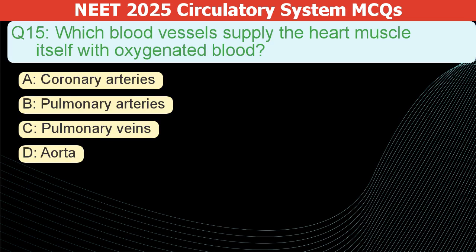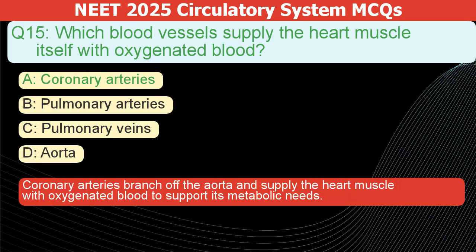Which blood vessels supply the heart muscle with oxygenated blood? A. Coronary arteries. B. Pulmonary arteries. C. Pulmonary veins. D. Aorta. The correct answer is A.